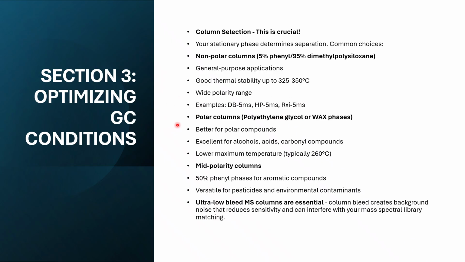Then comes your polar column. Examples are polyethylene glycol and wax phases. It can go up to a temperature of typically 260 degrees Celsius, and it is excellent for analysis of alcohols, acids, carbonyl compounds. Then coming to your mid-polarity columns, it consists of 50% phenyl phases for aromatic compounds. Then coming to ultra low bleed MS columns. These columns are essential because column bleed can create background noise that reduces sensitivity and can interfere with your mass spectral library matching.